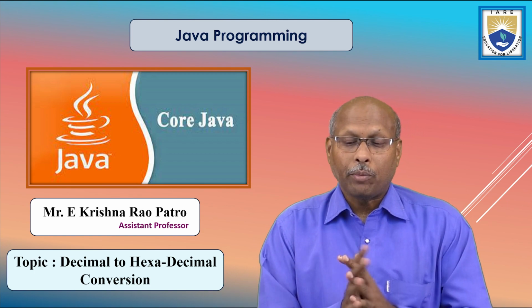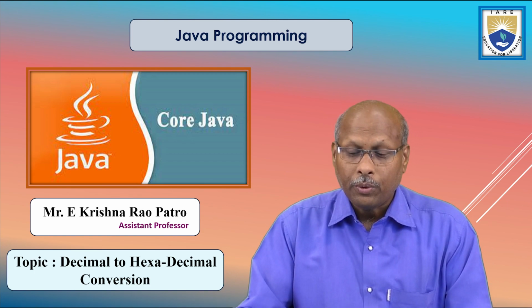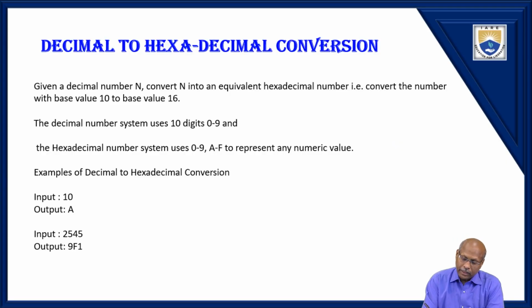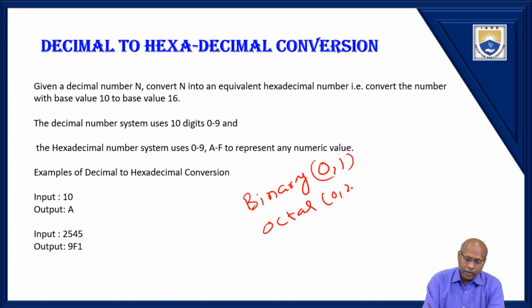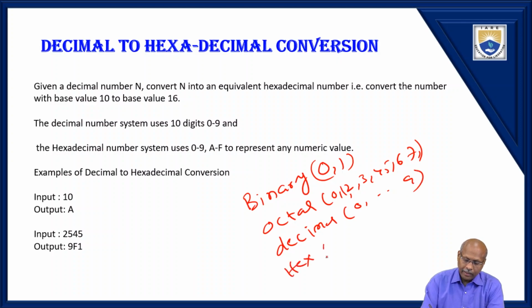Today we'll discuss one important program: how to convert decimal to hexadecimal. There are different types of number systems, like binary. For binary, the digits are 0 and 1. Similarly, for octal, the digits are 0, 1, 2, 3, 4, 5, 6, 7. For decimal, the digits are 0 up to 9. For hexadecimal, the digits are 0 up to 9 and A up to F.